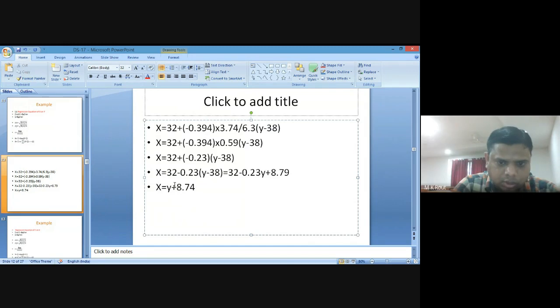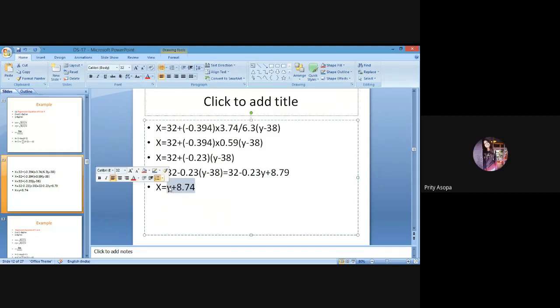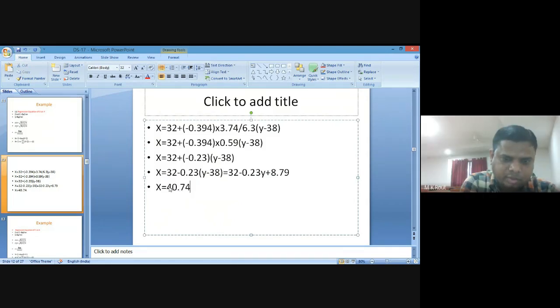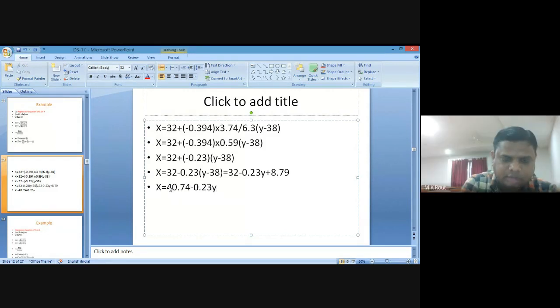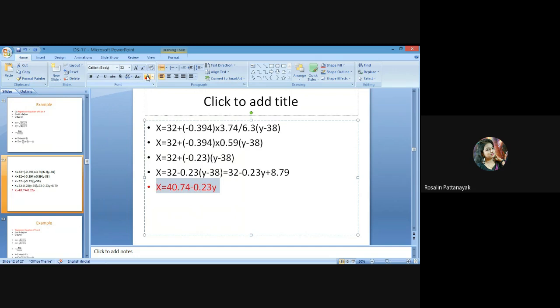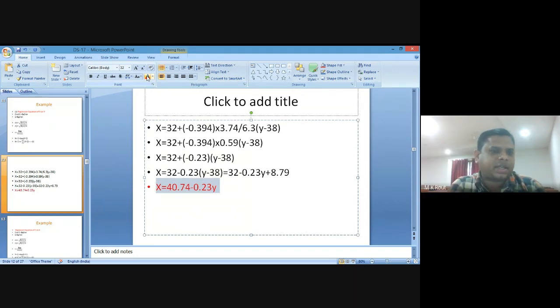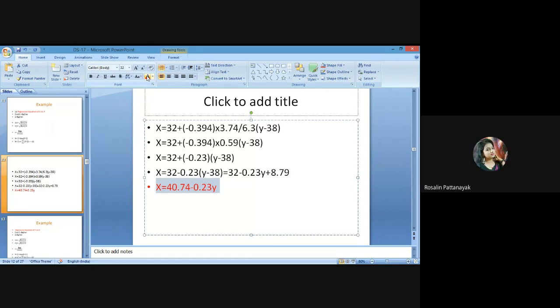If you simplify this one, how much? 32 plus 8.74, how much is that? 32 plus 8 is 40.74. So 40.74 minus 0.23y. This is the first equation. Is it clear? Yes, sir. Which equation is it? That is the regression equation of x on y. Is it clear?